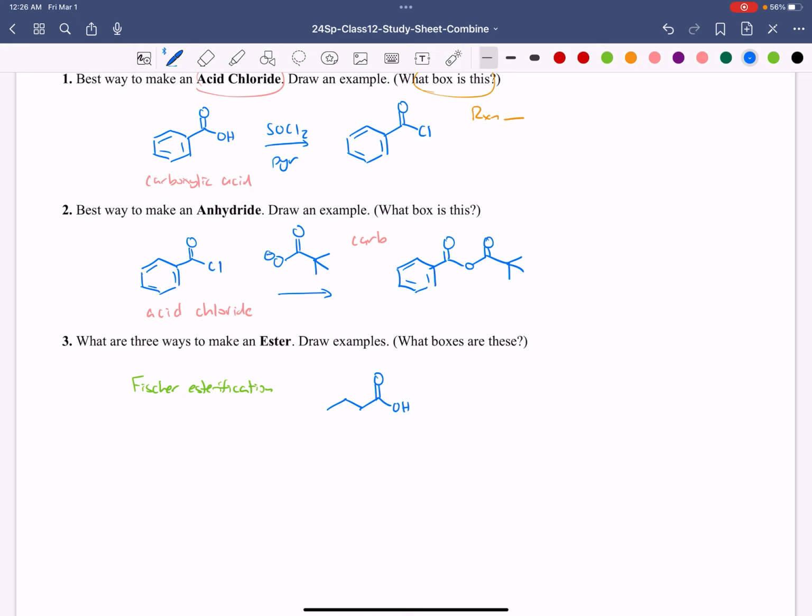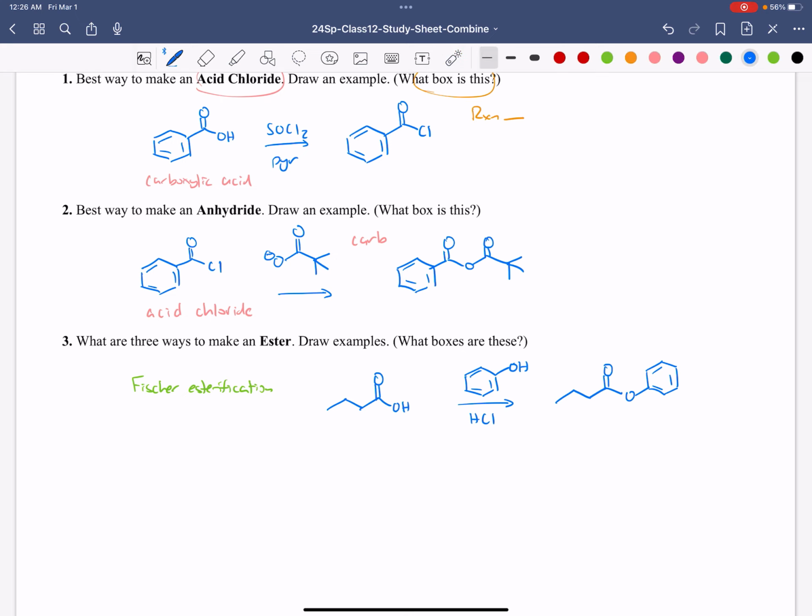Now, if I pair it up with an alcohol, and the alcohol I'm going to use is, I like rings, this alcohol. Just remember that Fischer esterification is under acidic conditions. This is what we learned in class on Friday. And so here we have the ester. We're making an ester. So just draw an ester and match the groups that you see from the carboxylic acid and the alcohol. That's one way.